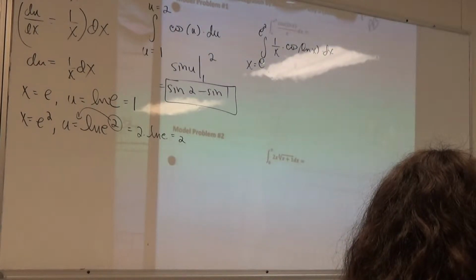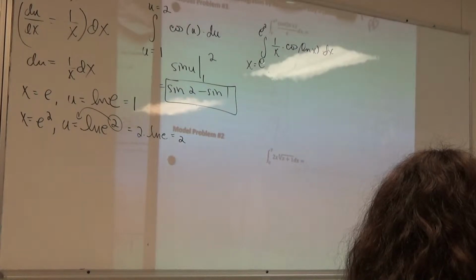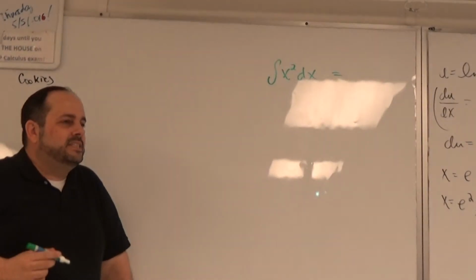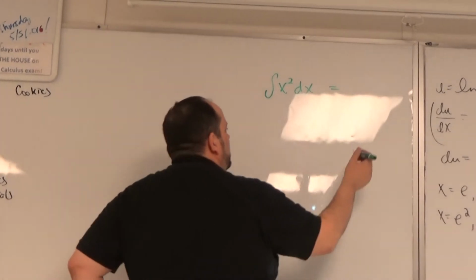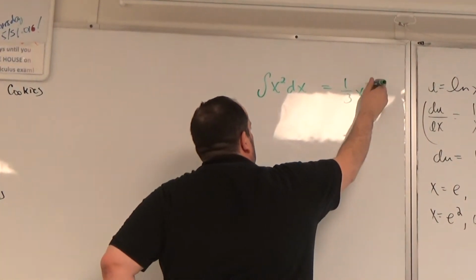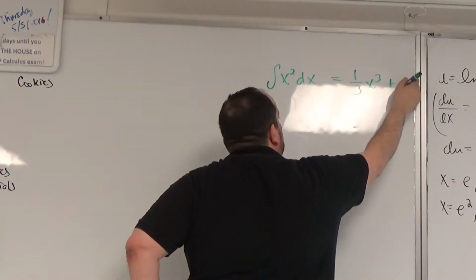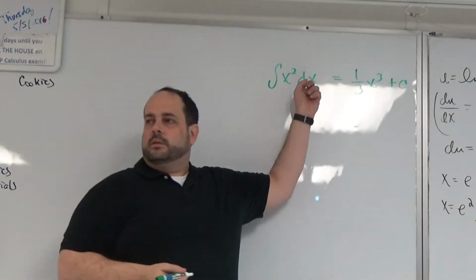Ranbir, if I asked you what's the antiderivative of x squared dx, what would you tell me? You wouldn't tell me 2x. The antiderivative is 1/3 x cubed plus C. Where'd the dx go?